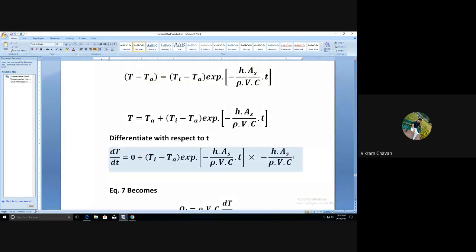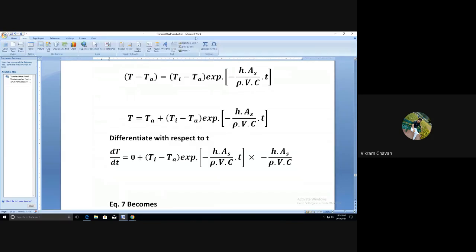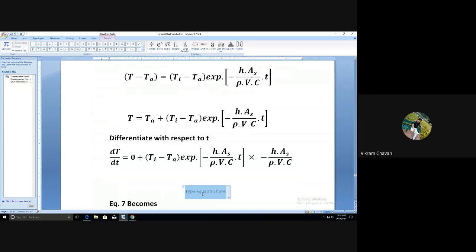So for the simplicity, I will write here the differentiation of e raised to x, and the differentiation of e raised to 2x.